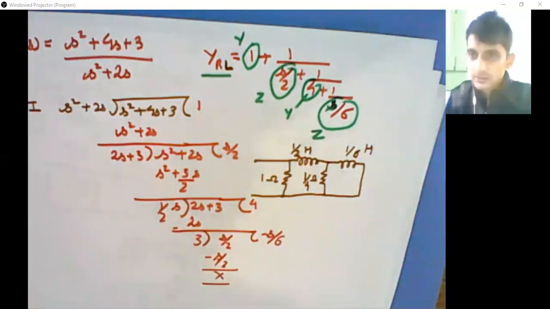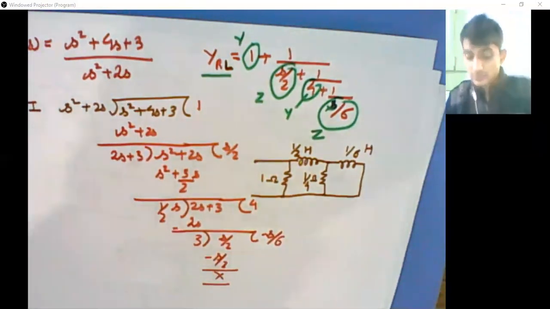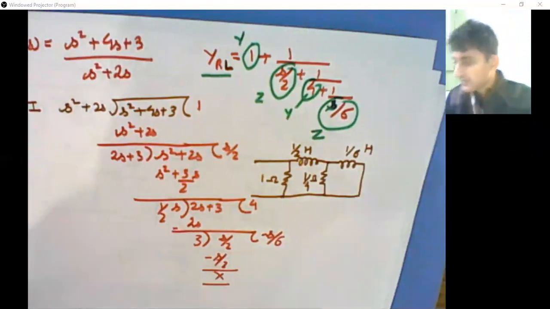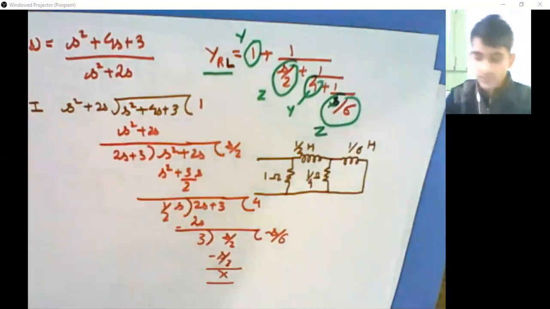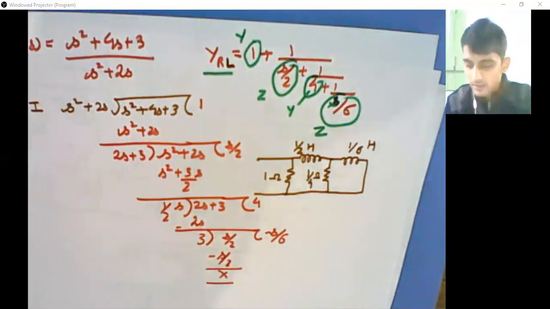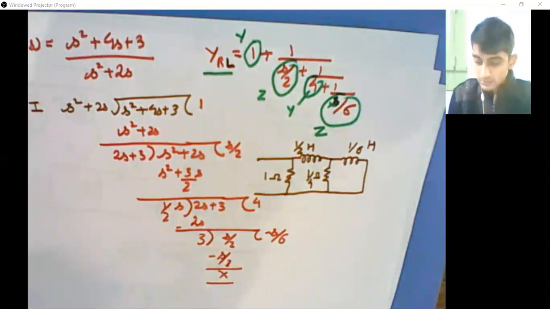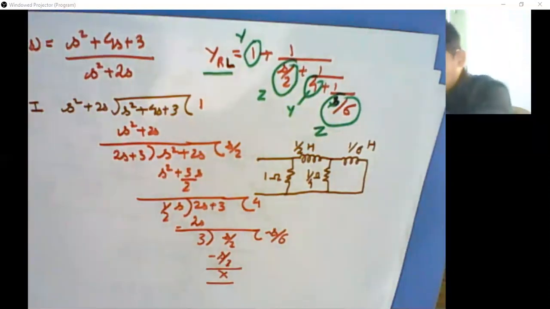Hope you remember the second last lecture, the last to last lecture, we discussed it there. So we have got Cauer 1 form for given YRL. Okay. Now we will have for the same function if we can do Cauer 2.